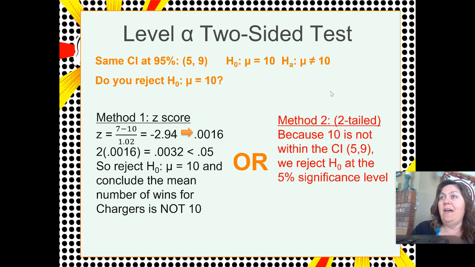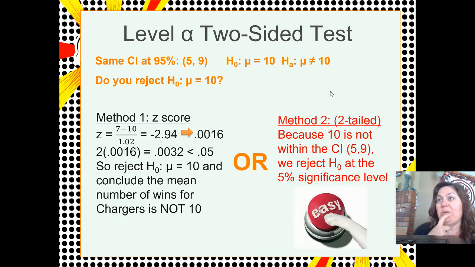However, the fastest, easiest way is to say, this is a two-tailed test. I'm looking at that CI. 10 is not in that CI, 5 to 9. So we're going to reject H0 at the 5% significance level and be done with it, which would mean that it is not likely that the Chargers will win 10 games. Super easy, I hope.